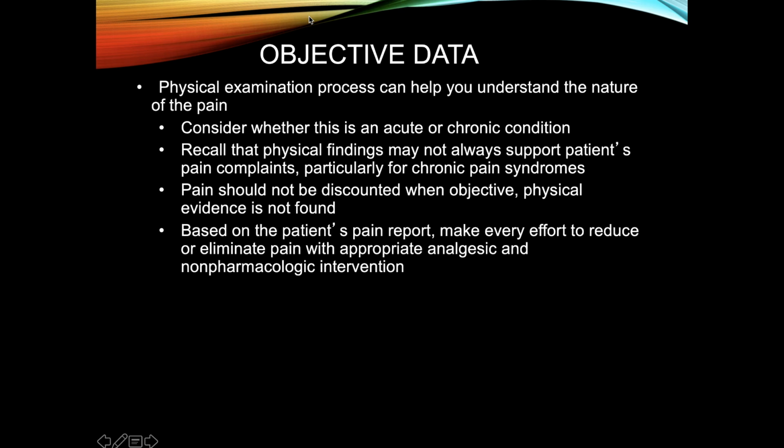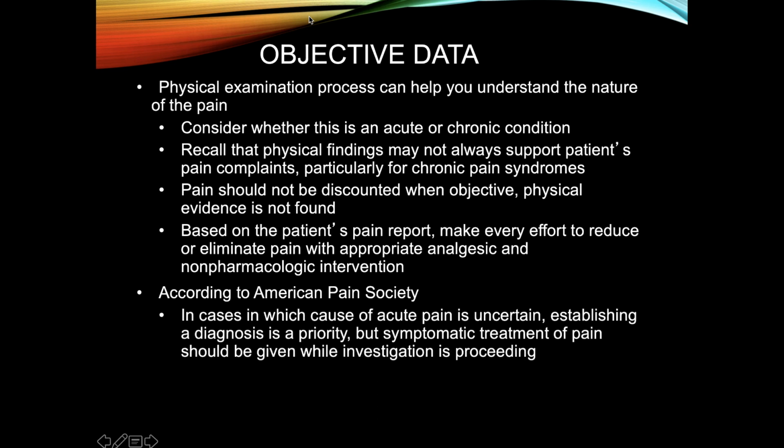But we definitely don't discount their subjective report of pain because our objective data is in contrast to it. So based on the patient's pain, we're going to make every effort to reduce or eliminate it with appropriate analgesics and non-pharmacological interventions. According to the American Pain Society, in cases in which there's acute pain and it's uncertain what it is, we don't know, symptomatic treatment of pain should be given anyway.